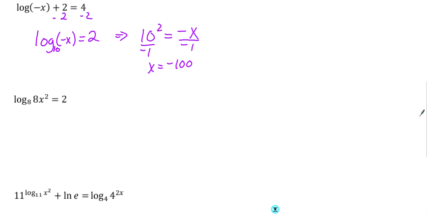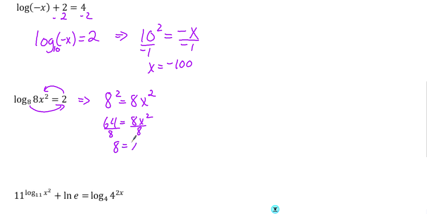Same thing here. This one we don't have to do any simplification first, we can just change it to its exponential form. So 8 to the second power equals 8x squared. So 8 squared equals 8x squared. So 64 equals 8x squared, and to get x by itself we divide by 8 on both sides. So 8 equals x squared, which means you take the square root of both sides and you get x equals plus or minus the square root of 8. The most common mistake is forgetting that plus or minus part.